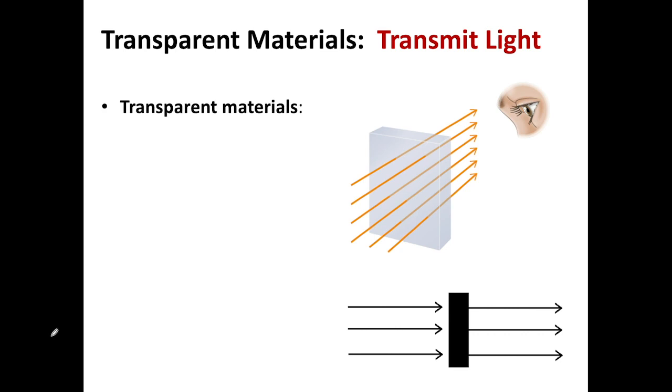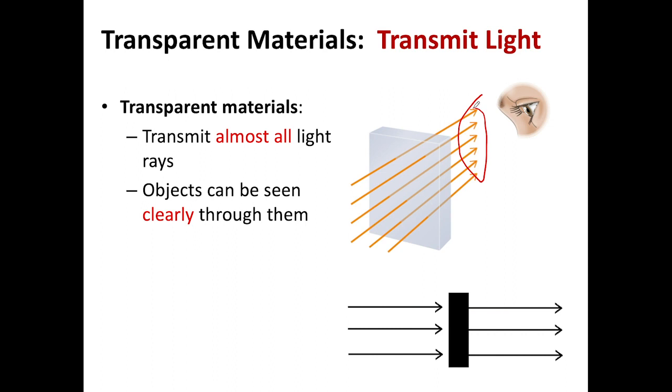So a little review. Transparent materials transmit almost all light rays, so they all travel through, they make it to the other side. Objects can be clearly seen through them. We're talking about a window. You can see what's going on the other side of a window, or a plastic Ziploc bag, or a glass of water. So you can see through that object. Or glasses would be another great example. Examples include clear glass, plastic, air, water. So light's going directly through, traveling, doesn't change angles.